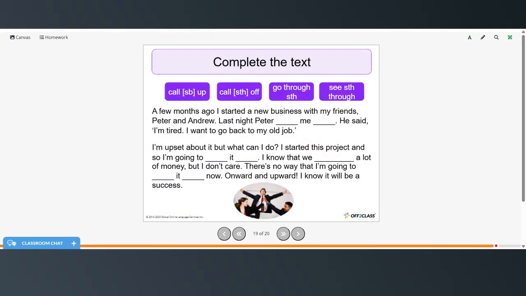Now complete this text with the phrasal verbs from the boxes. Again, you can pause the video, try these on your own, and then restart when you're ready to check your answers. A few months ago, I started a new business with my friends Peter and Andrew. Last night, Peter called me up. He said, I'm tired. I want to go back to my old job. I'm upset about it, but what can I do? I started this project, and so I'm going to see it through.